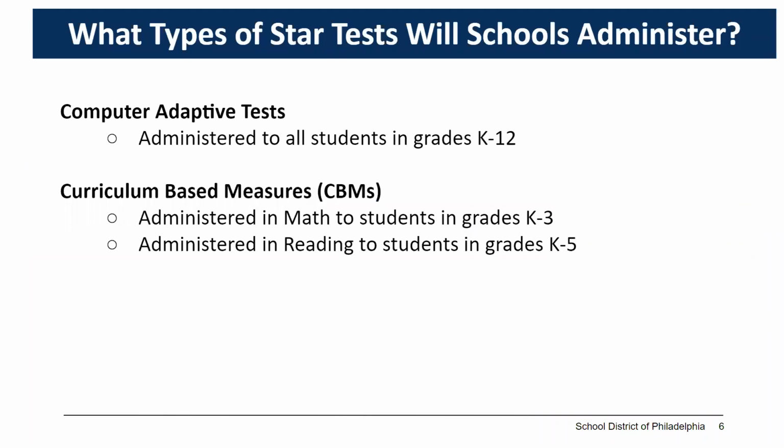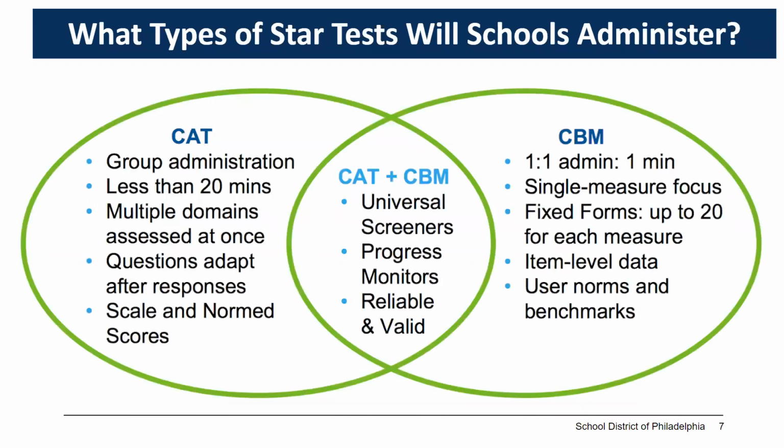Within the school district, all students in grades K through 12 are administered the computer adaptive tests, which include STAR Early Literacy, STAR Reading, and STAR Math. Curriculum-based measures in math are administered to students in grades K to 3, and reading measures are administered to students in grades K to 5. There are some important differences between the computer adaptive assessments and the curriculum-based measures.